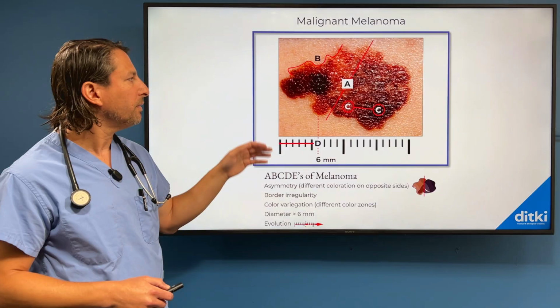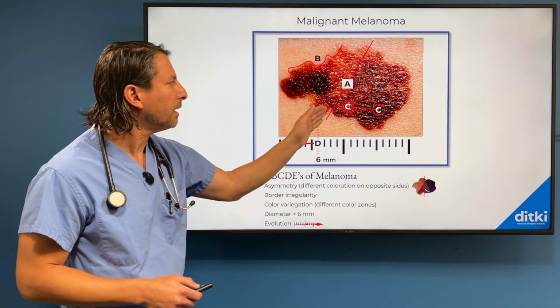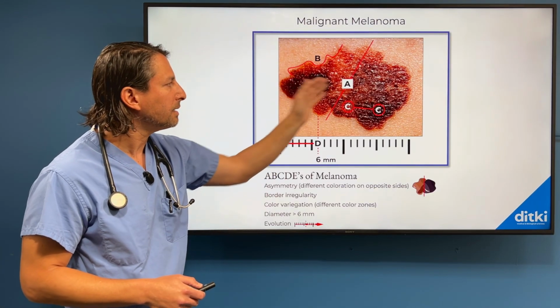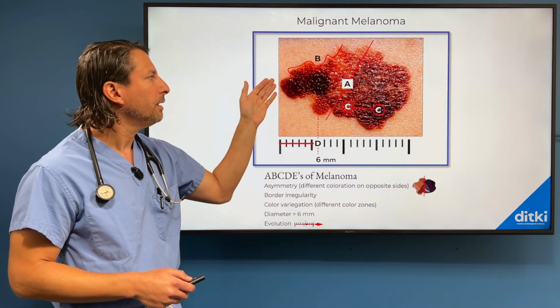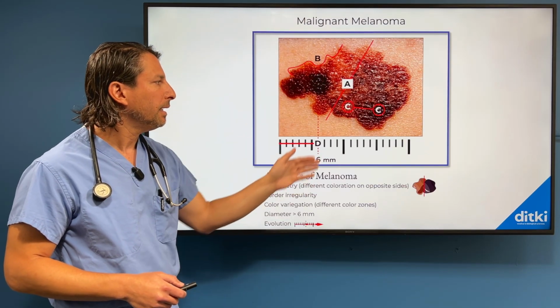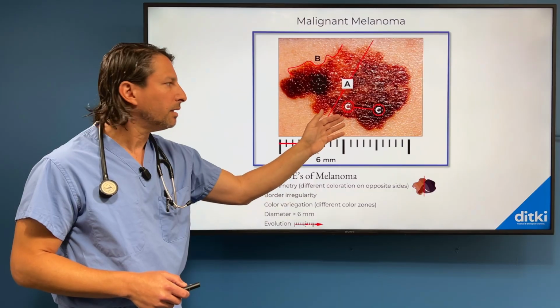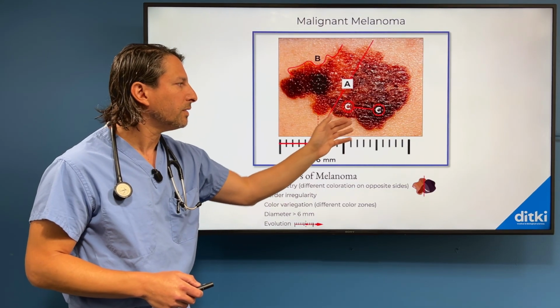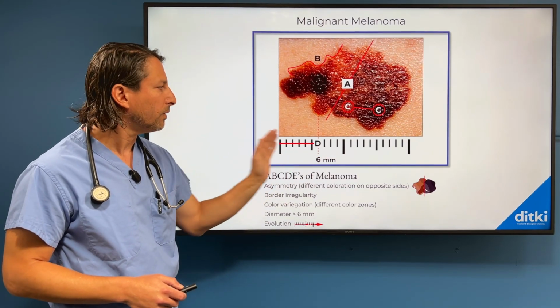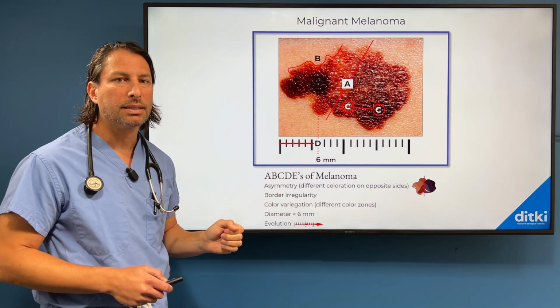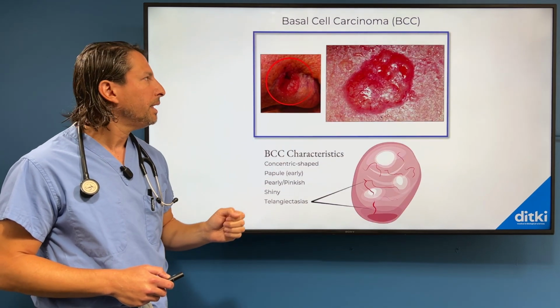So we pointed a few of these things out here. We tried to demonstrate some asymmetry in the color for you here. There's border irregularity, and then we can see some different color variegation, different zones of coloration here, and then of course we show that it's greater than 6 millimeters in diameter.